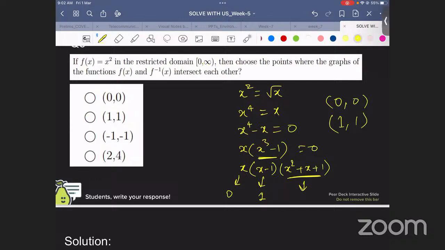Is it clear, or should I explain it again? It is clear, sir. See, it's just asking which are the values of x where both the inverse and f(x) are intersecting. Is this clear, or should I do it again? It is clear, sir.